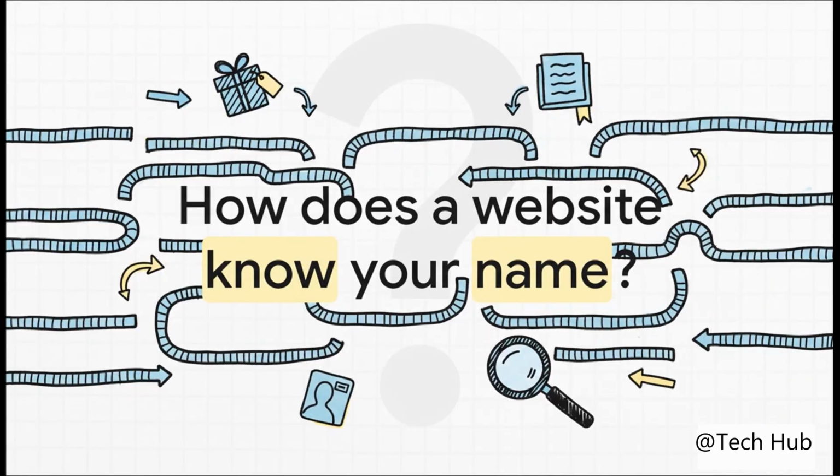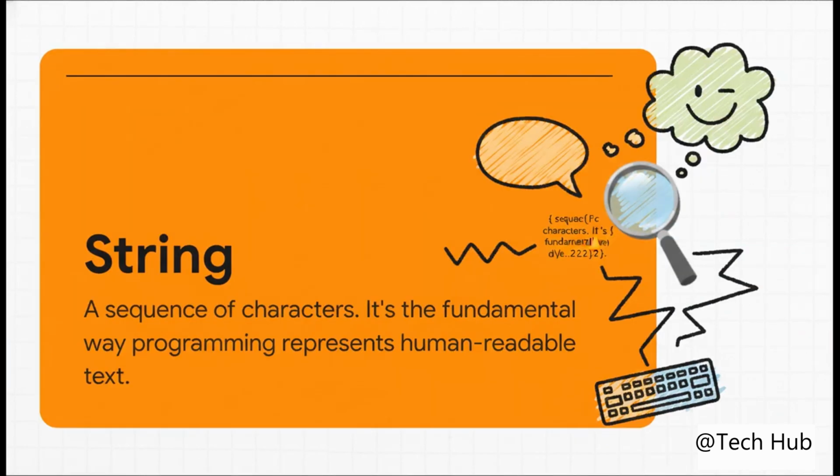How does that happen? Well, the answer is way simpler than you might think. That personal greeting, the name on your profile, even the words you're hearing right now, they're all made possible by something called a string. It's not magic, it's just some really clever code, and we're going to break down exactly how it all works. So what even is a string?